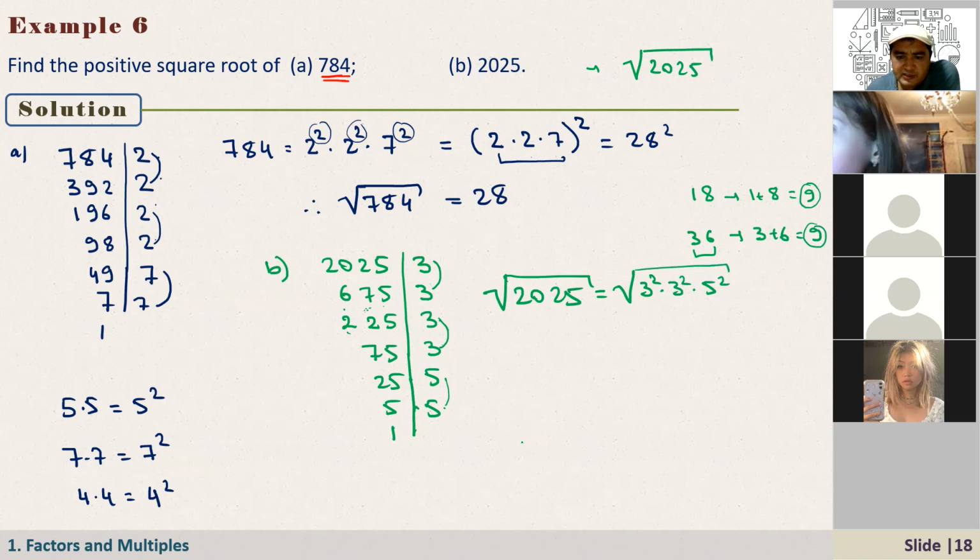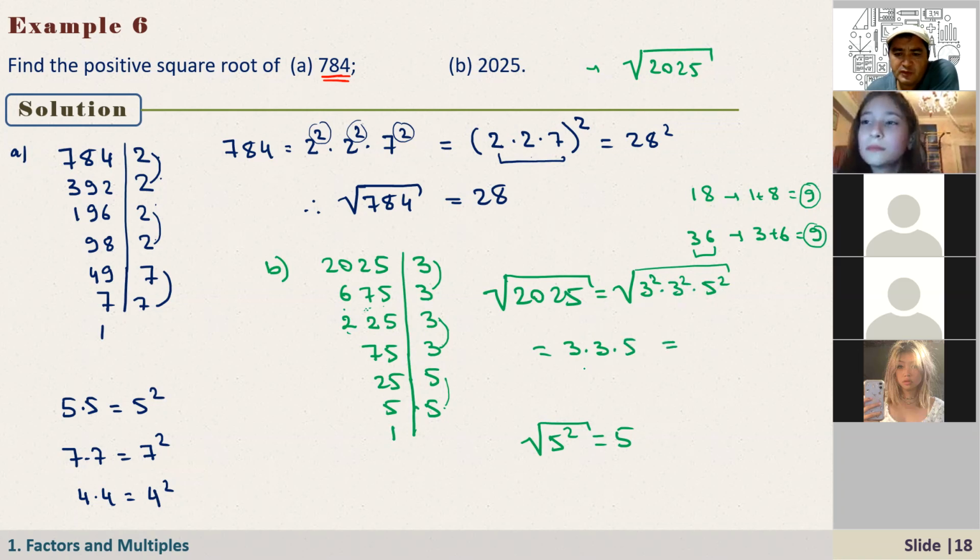And also we know that square root of, for example, 5 squared, that is equal to 5. Using this, square root of 3 squared, that's equal to 3. And square root of 5 squared, that's equal to 5. So from here, 3 times 3, 9. 9 times 5 is 45.